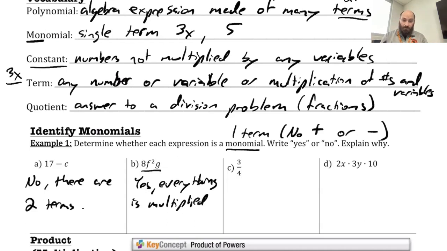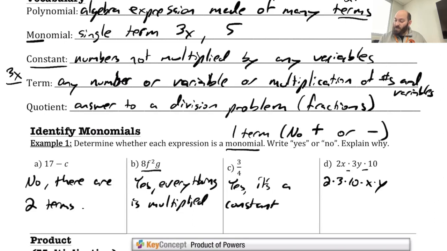All right, everything is multiplied. 3 over 4? Yes. It's a constant. Okay, and a constant is a term. Without any variables, it still counts as that. For D here, I'm saying here specifically multiplication in those 2 spots, but really everything's multiplied together. So I'm going to rearrange this. I'm going to do 2 times 3 times 10 times x times y, which is going to be 6 times 10 is 60xy. So this is also a yes. Okay, same reason as B. Everything is being multiplied together.